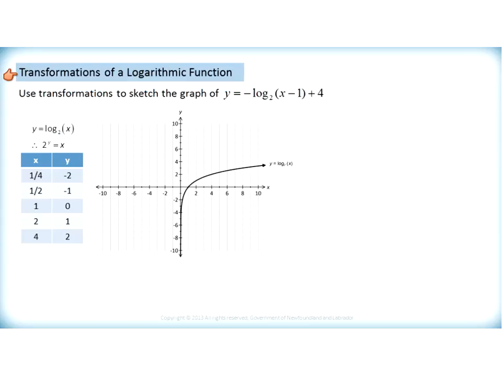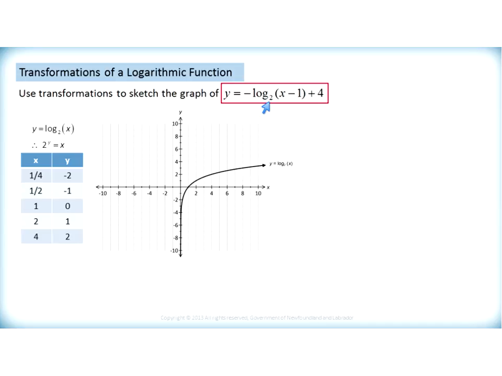Here we will look at the transformations of a logarithmic function. We will use transformations to sketch the graph of y equals negative log of x minus 1 to base 2, plus 4. Notice to begin with that the base equation for this logarithmic function would be y equals the log of x to base 2. So it is the value of c, or the base of your logarithm, that indicates what the base function is going to be.